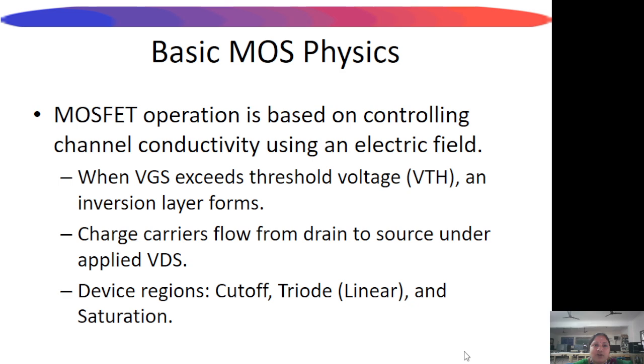MOSFETs operate differently depending on applied voltages. These operating conditions define different regions of operation. Understanding MOS physics helps in biasing transistors correctly. Proper biasing ensures linear amplification. This forms the basis for analog circuit analysis.